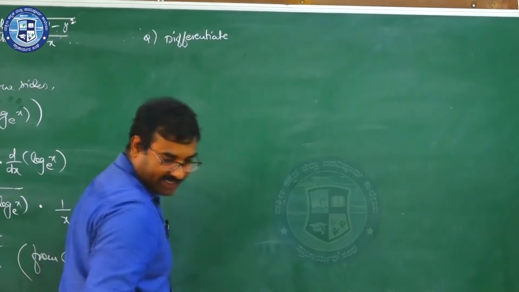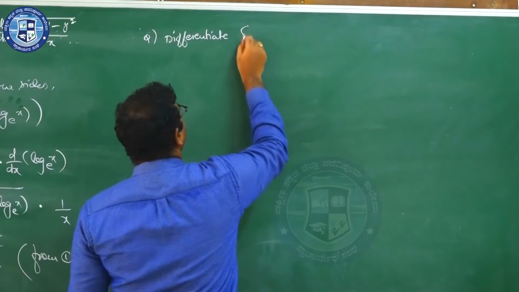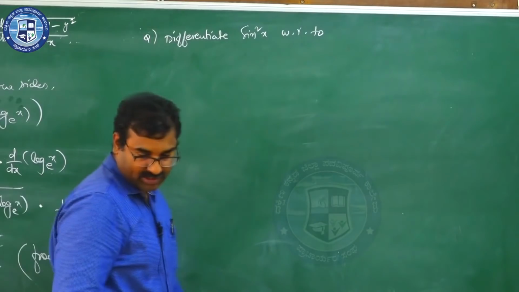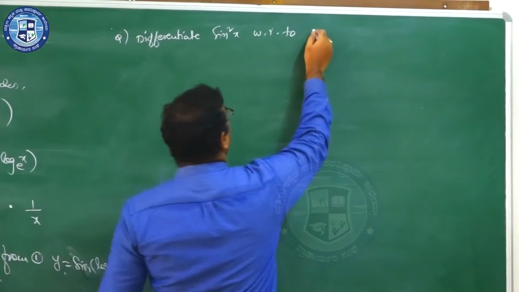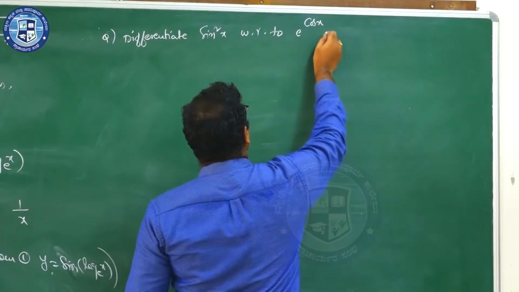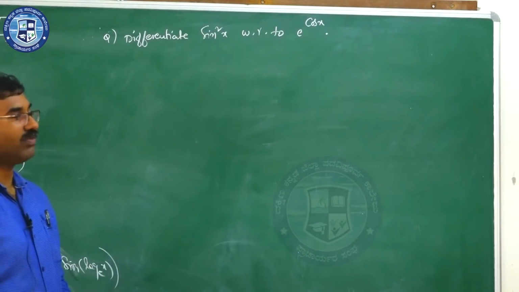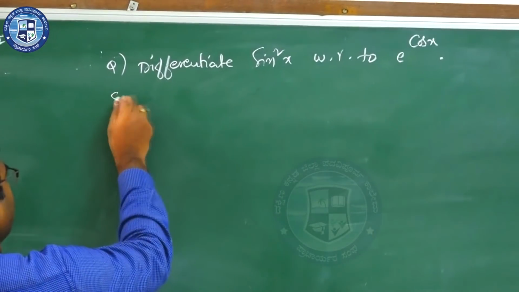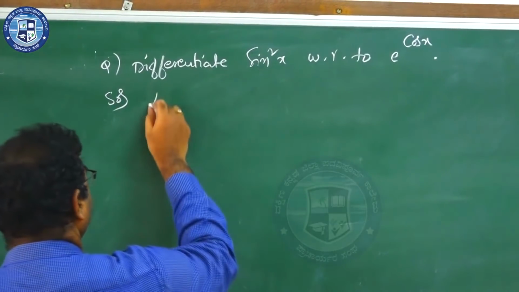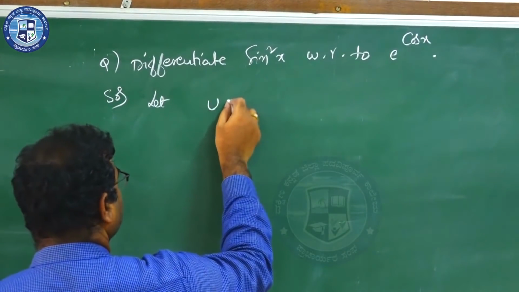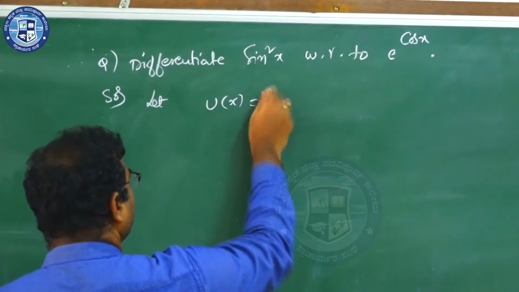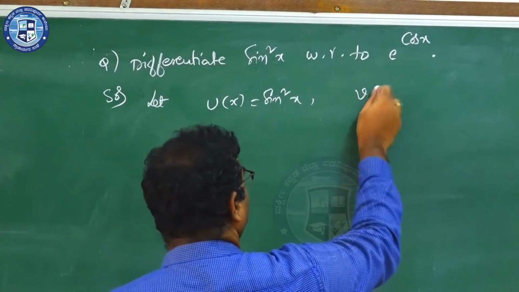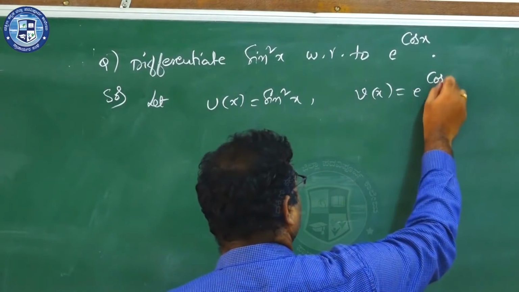Differentiate sine square x with respect to another function e power cos x. It is also a very important model. Here, I take u of x as sine square x, and v of x as e power cos x.